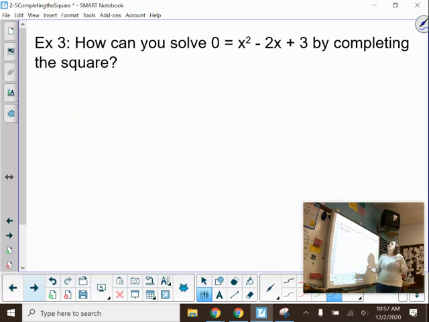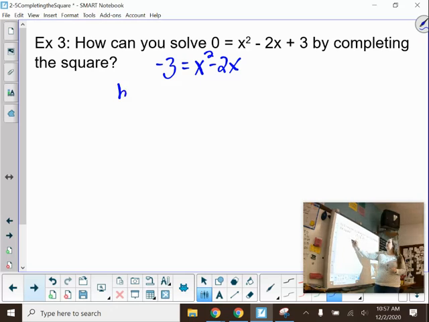Okay, so now this is example 3. We're going to go through and do this by completing the square. So we're going to do the full process here. First thing you want to do is move your C term to the other side. And this one, I know you have everything on the right, so I'm going to go ahead and move my 3 over to the left, and then it becomes negative.